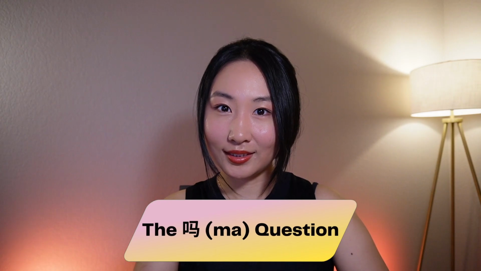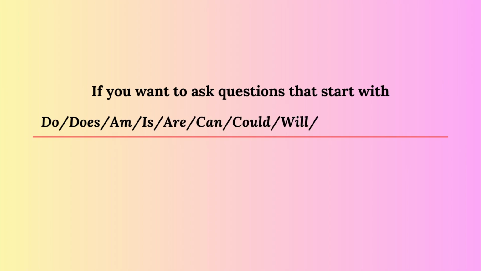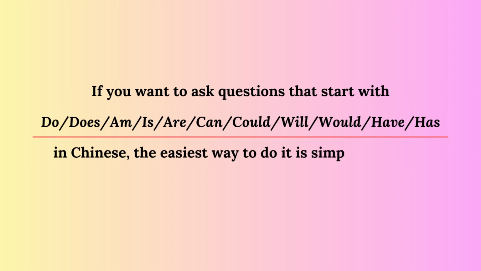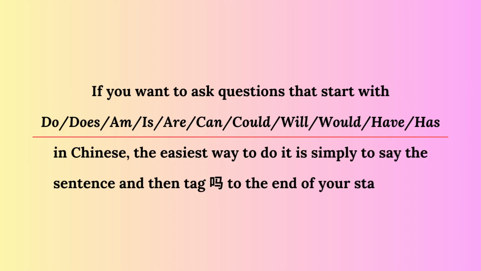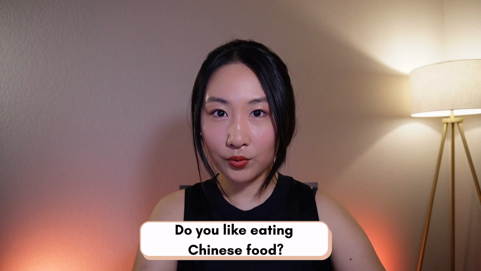Let's start with the simplest and the most common of them all, the ma question. If you want to ask questions that start with do, does, am, is, are, can, could, will, would, have, has in Chinese, the easiest way to do it is simply say the sentence and then tag ma to the end of your statement. For example, if you want to say, do you like eating Chinese food?